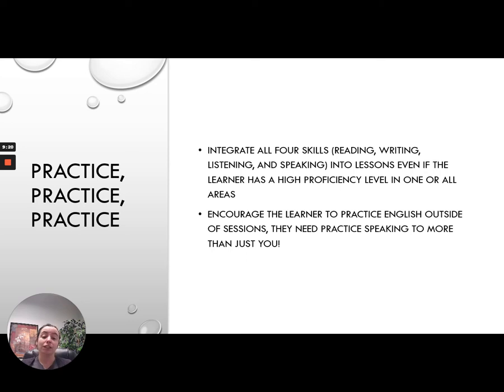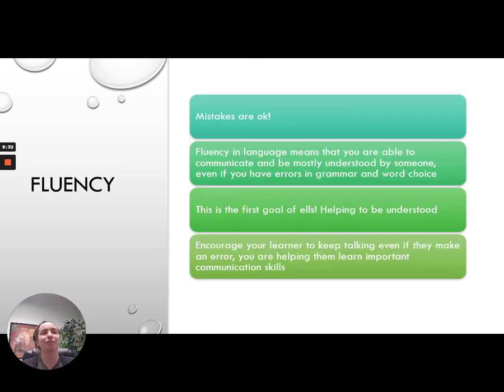You can even give real-life task assignments like making a phone call or asking questions at the store, something that is relevant to their goals and their circumstances. From practice, we come to the question of fluency. You likely will hear your ELL say they want to be fluent in English, but what does that really mean? They probably think it's speaking or sounding like a native English speaker. But then it begs the question of, what does a native English speaker sound like?